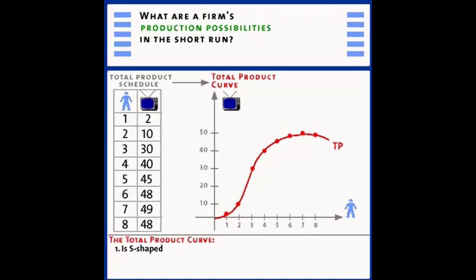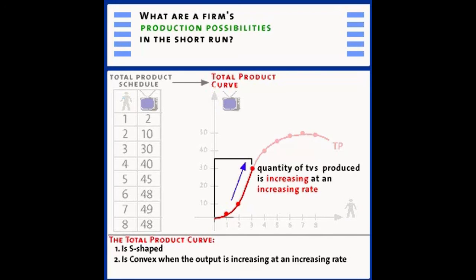The slope is increasing. The next thing you notice is that over a range up to here, the total number of televisions produced is increasing at a decreasing rate as we add extra workers.